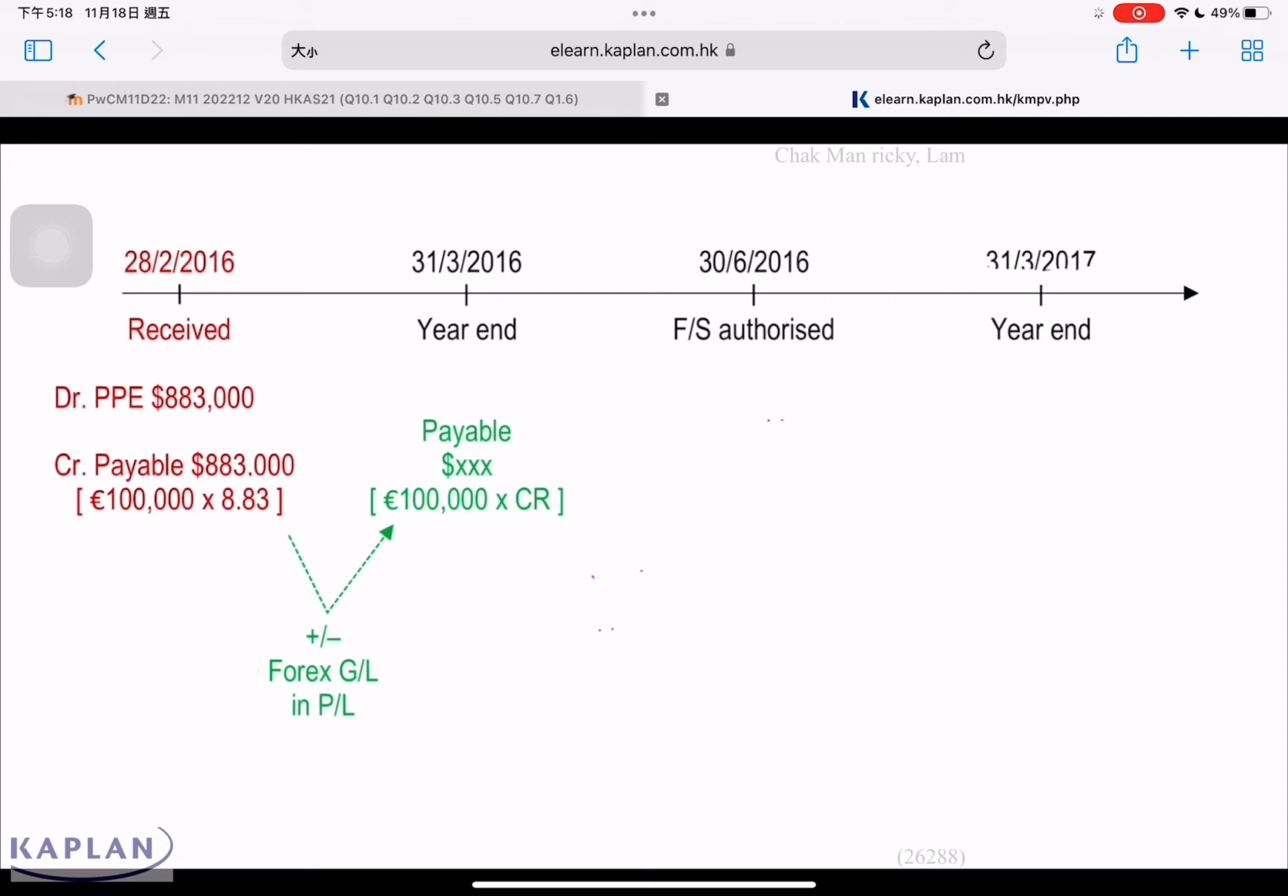The settlement was made on 30th June. It will be recorded at Euro 100,000 multiplied by 8.59, the spot rate at the day of settlement. Hong Kong dollar is equal to 859,000. Any exchange differences, plus or minus, the forex gain or loss, should also be recognized in P&L.